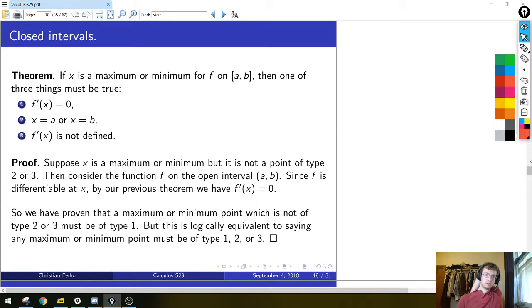So we have proven that a maximum or minimum point which is not type 2 or 3 must be of type 1, but this is logically equivalent to saying any maximum or minimum point must be of type 1, 2, or 3. Good, okay. So note that these type 2 and type 3 cases are exactly, in the challenge a few slides ago, the kind of pathologies or the examples that we didn't like.